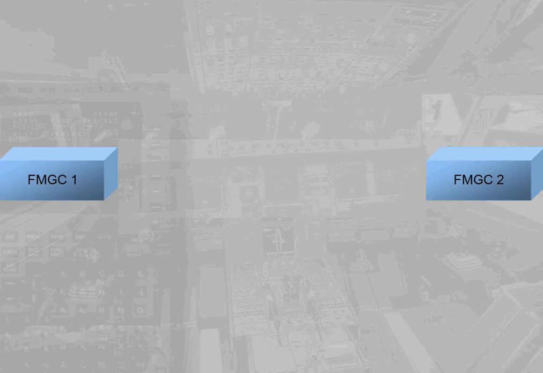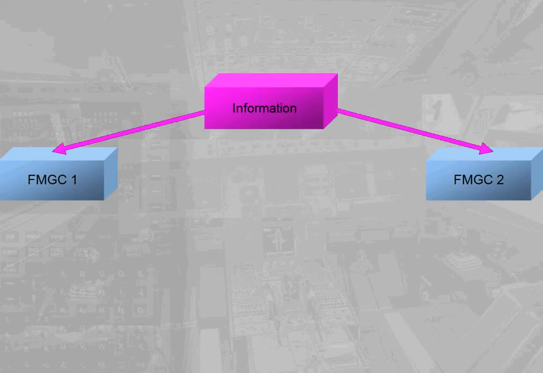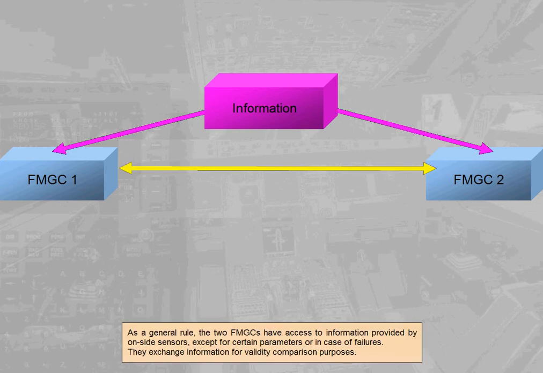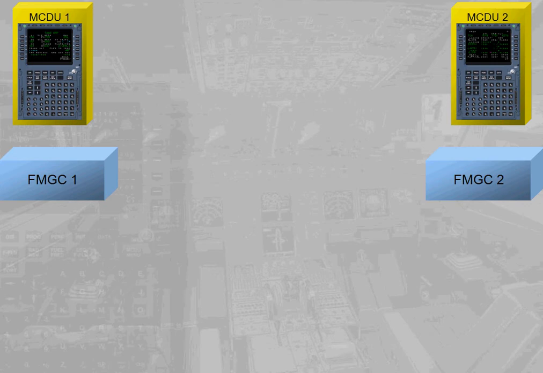As a general rule, the two FMGCs have access to information provided by on-side sensors, except for certain parameters or in case of failures. They exchange information for validity comparison purposes. For example, information from MCDU-1 is received by FMGC-1 and transmitted to FMGC-2. All FMGCs and MCDUs are then synchronized.